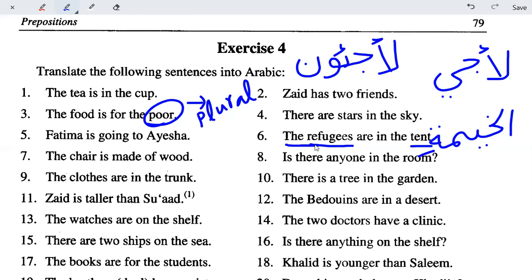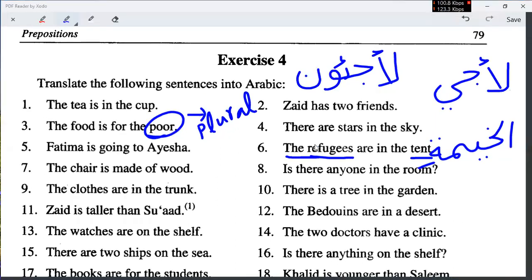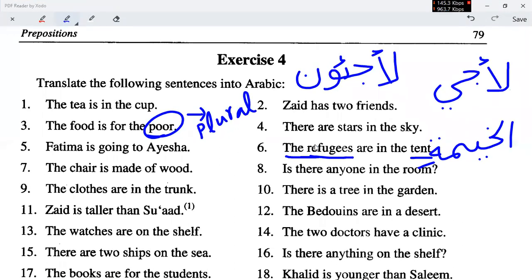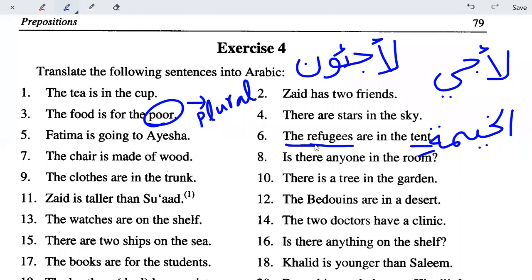Then. Next. The chair is made of wood. Al kursi. What is wood? Al khushub. Yes. Al kursi min al khushub. Okay. Khushub.